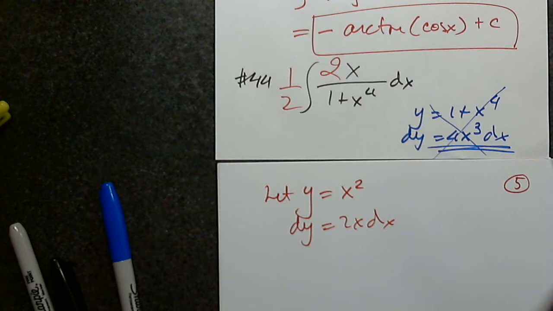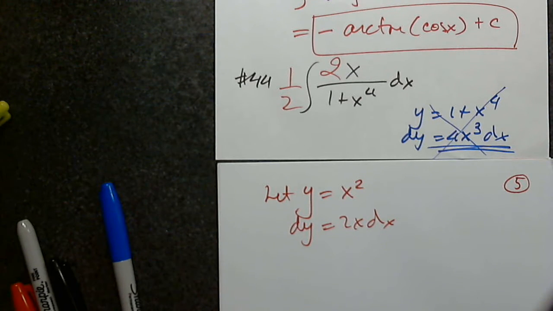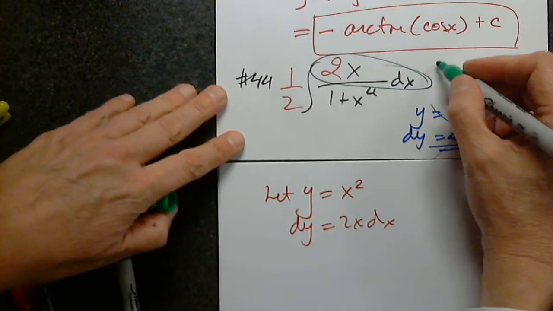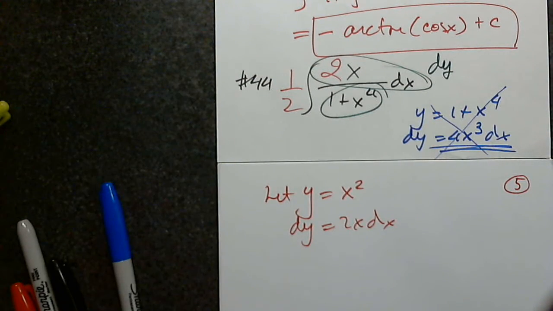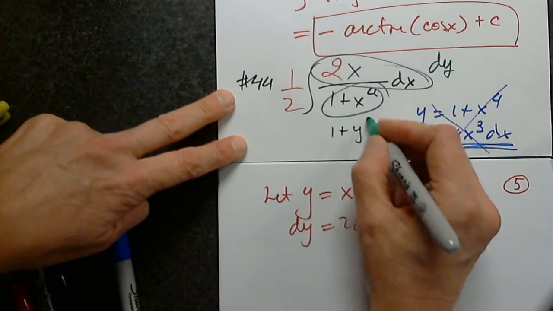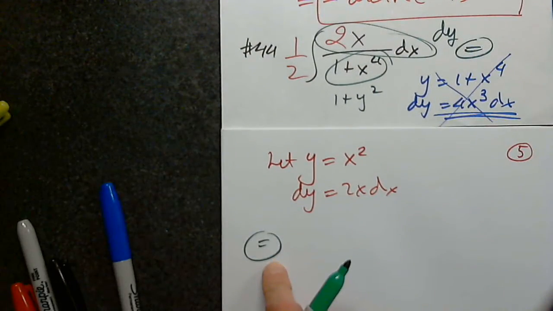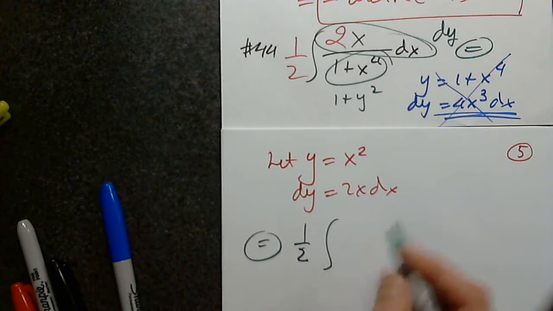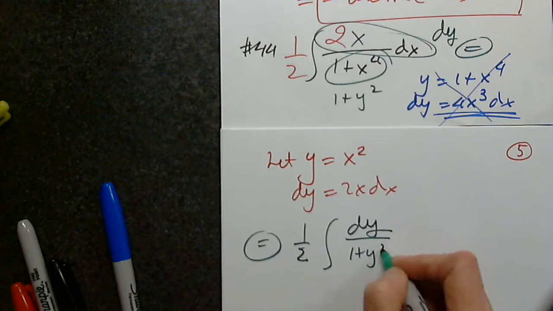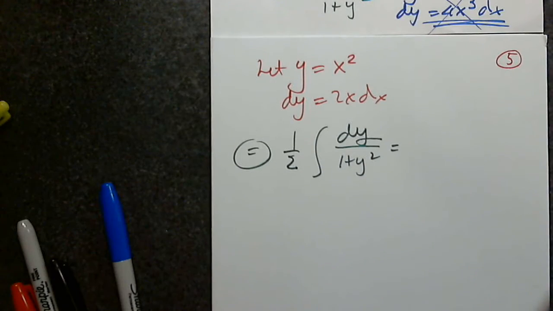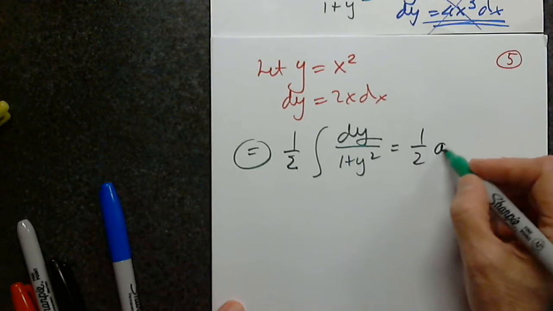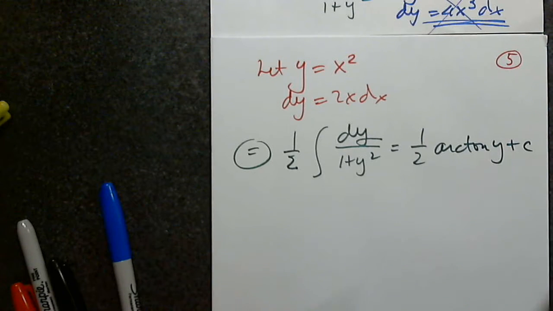I can multiply top and bottom by 2 anytime. It's not going to make any difference. I multiply the top by 2, I multiply the bottom by 2. I'm not changing anything. So this will equal 1/2 in front, and you already told me dy over 1 plus y squared. We already know what this means. It's 1/2 arctangent y plus a constant c.